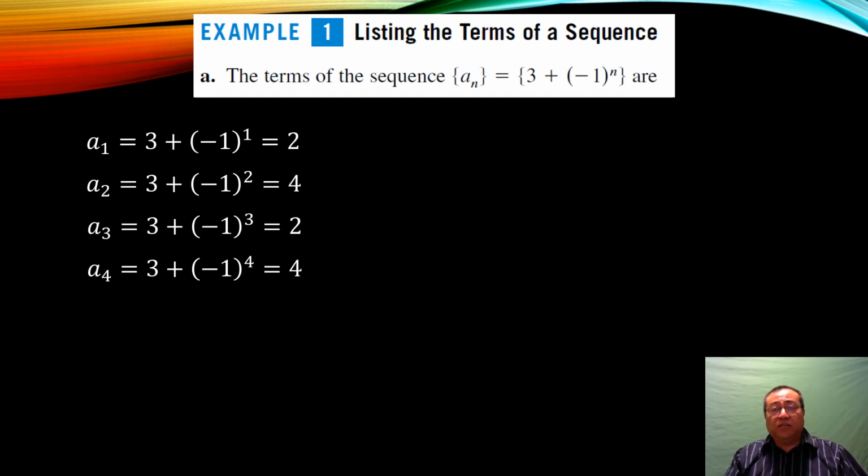Now, sometimes sequences are not going to start at n equals 1. They may start somewhere else. But generally speaking, we're going to have them start at 1.